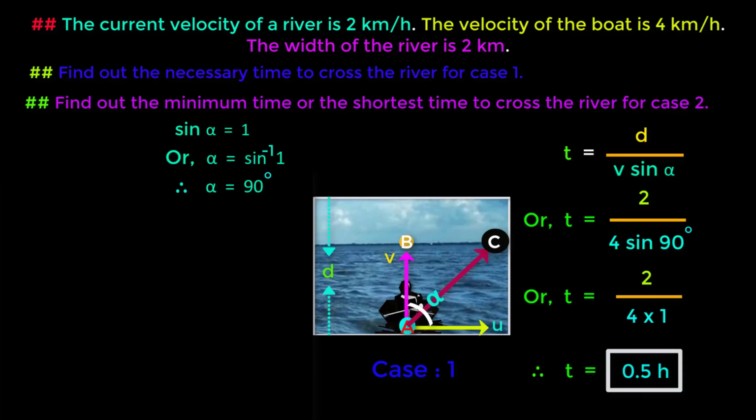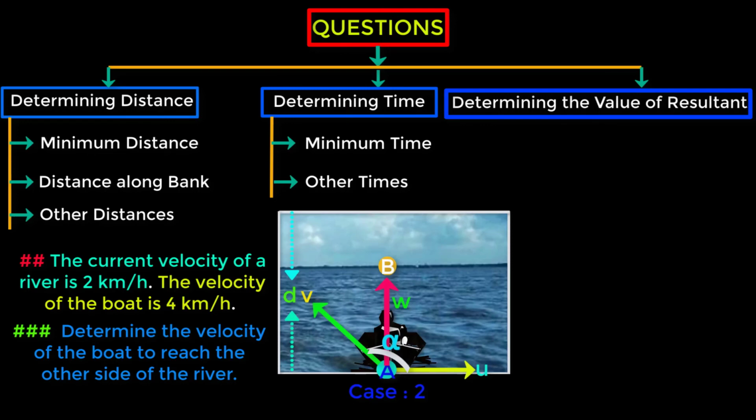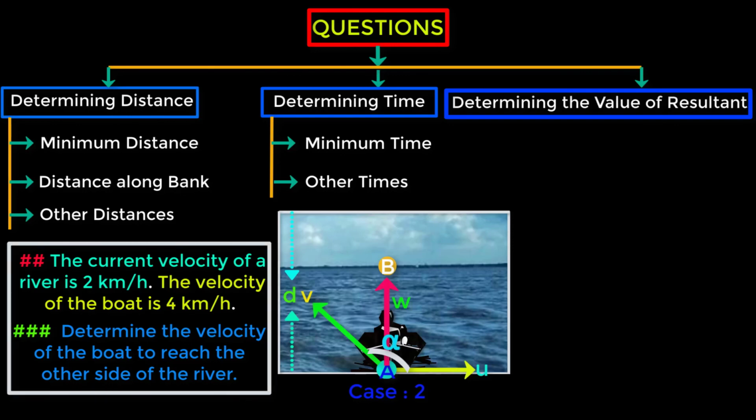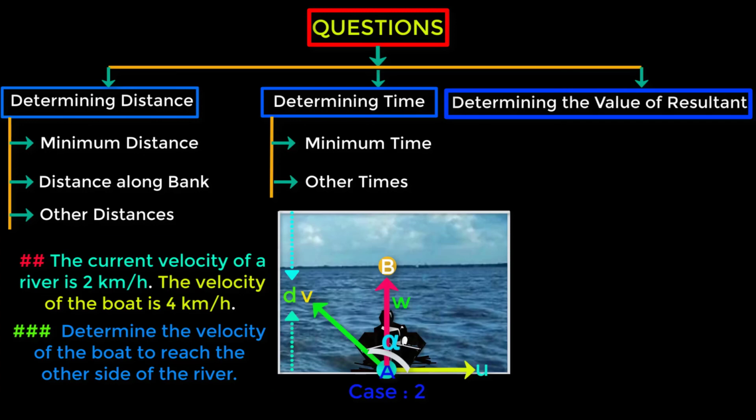This is the answer. Now, we will learn which formula we should apply for determining the value of resultant. Look at this question. The current velocity of a river is 2 km per hour. The velocity of the boat is 4 km per hour. Determine the velocity of the boat to reach the other side of the river. Here, we are asked to determine the value of this resultant. For this type of math, we will apply resultant W equals square root u square plus v square plus 2uv cos alpha.